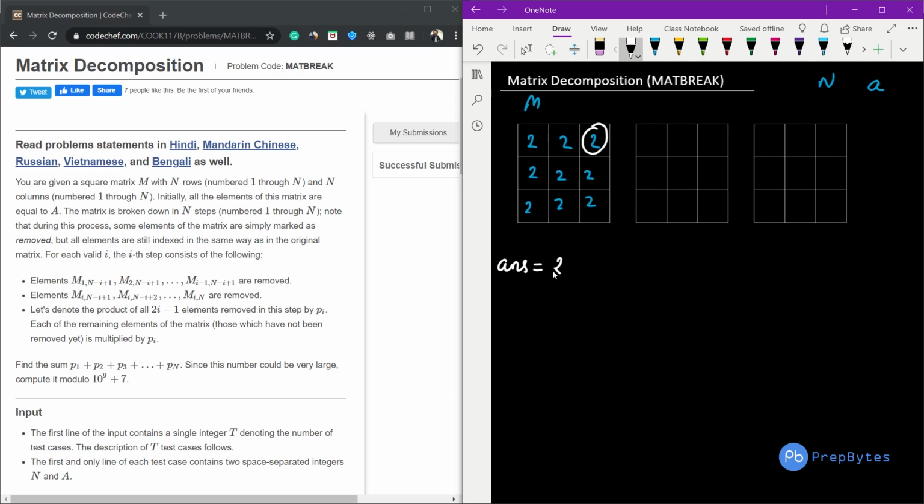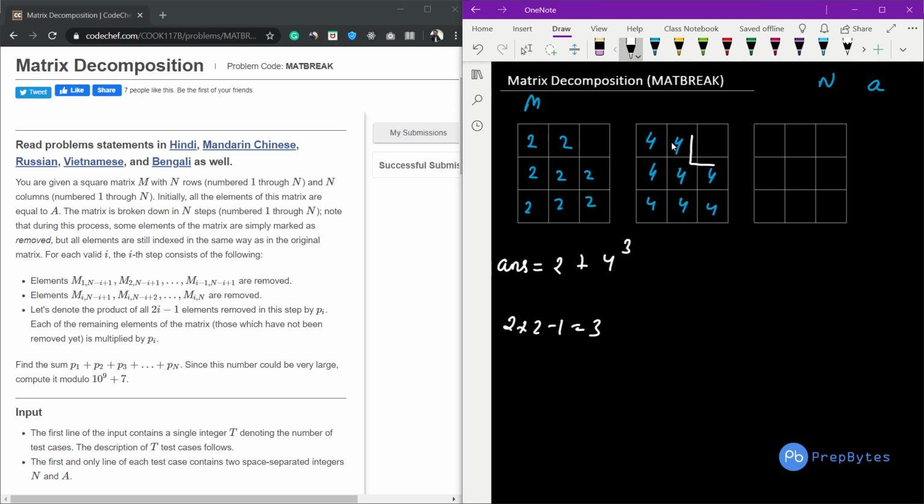This 2 will be multiplied. If this is removed, this 2 will be multiplied with all the elements in our array, so all will become 4. Then remove 2 into i minus 1 elements again. In this case i value is 2, so 2 into 2 minus 1, that is 3 elements. Add into our final answer the multiplication of these 3 elements, so it is 4 to the power of 3.